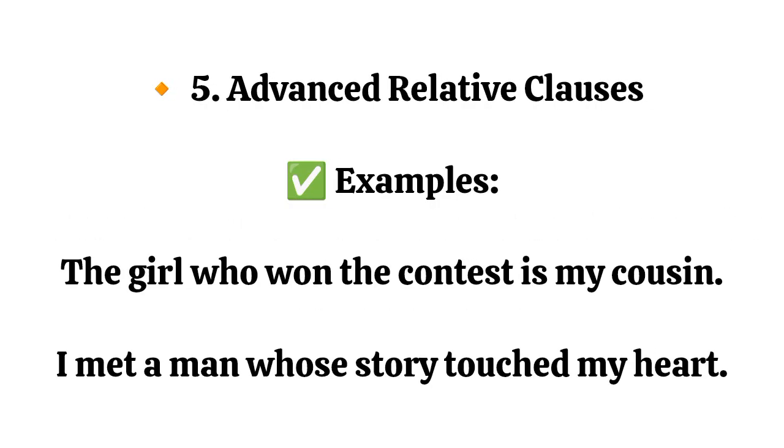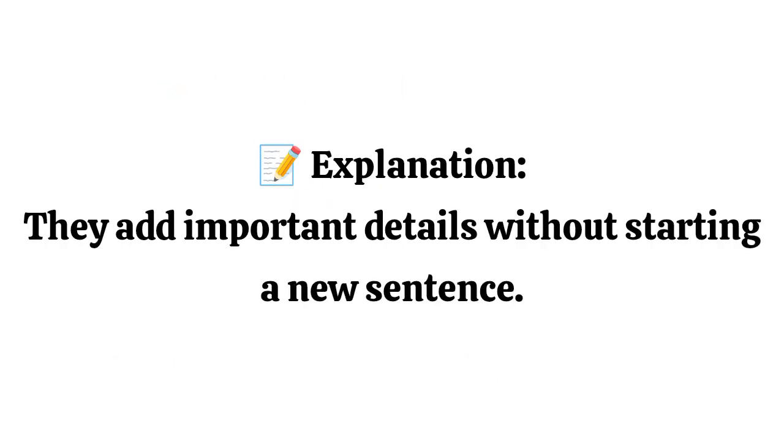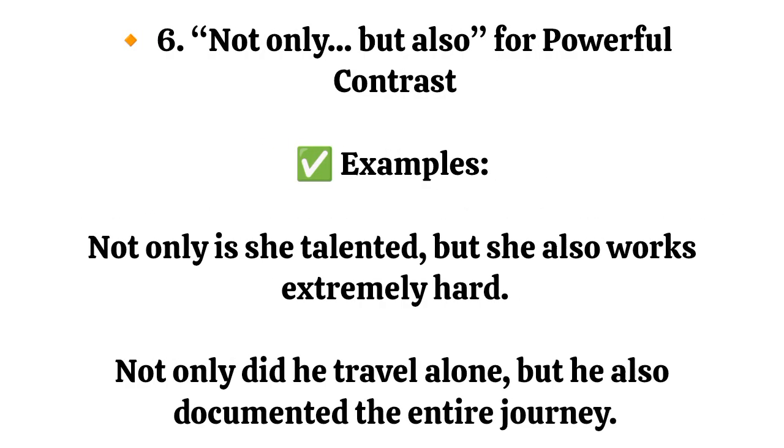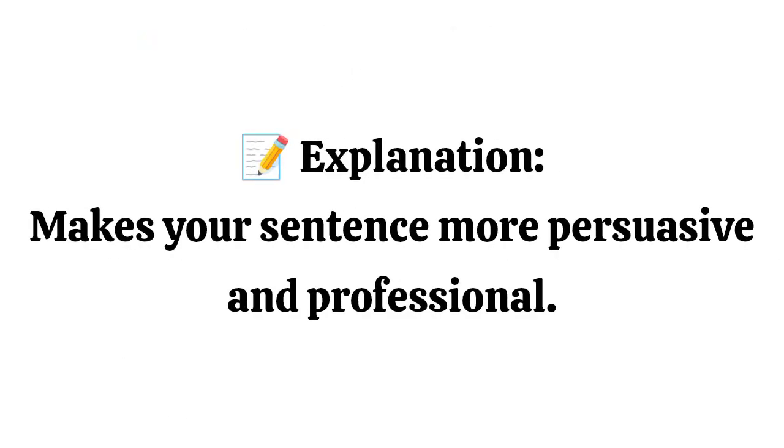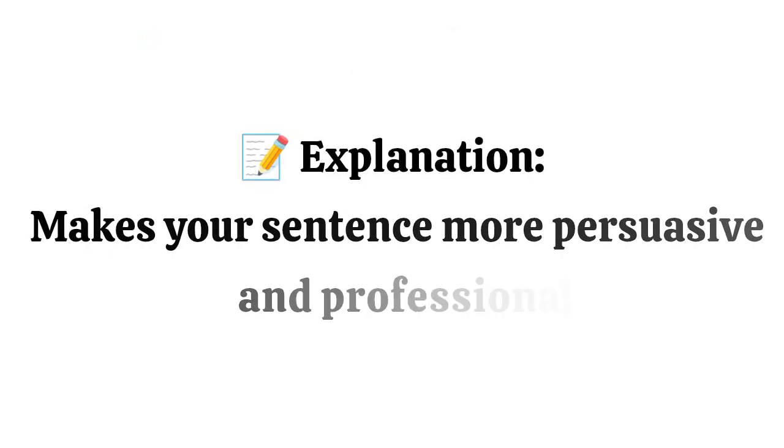5. Advanced relative clauses. Examples: The girl who won the contest is my cousin. I met a man whose story touched my heart. They add important details without starting a new sentence. 6. Not only, but also for powerful contrast. Examples: Not only is she talented, but she also works extremely hard. Not only did he travel alone, but he also documented the entire journey. Explanation: Makes your sentence more persuasive and professional.